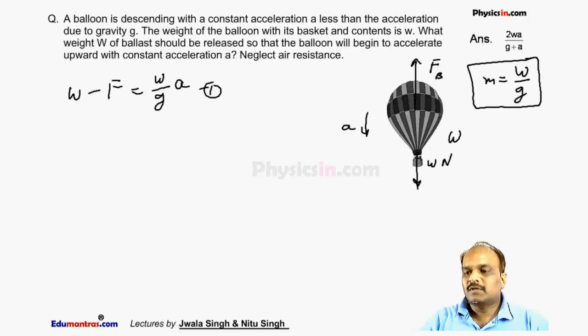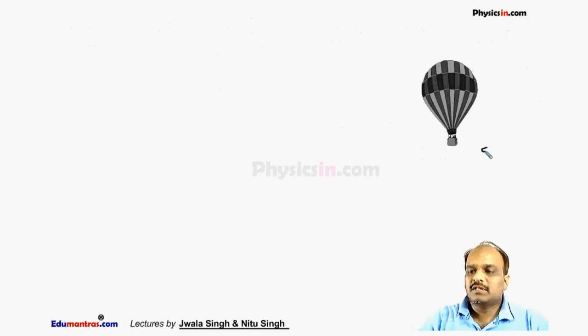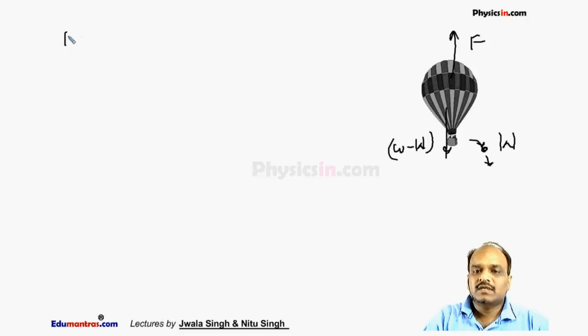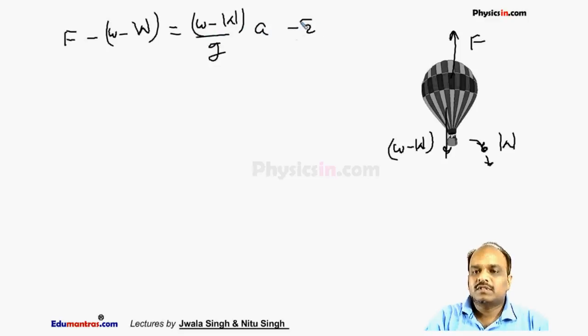Now when the person drops something from this balloon, let the weight dropped be capital W. The weight of the remaining portion, acting downward, is w minus capital W, and the upward buoyant force will remain the same. So in this situation we can say F minus (w minus W) is equal to the mass of the remaining portion, (w minus W) by g, into a. This is our second equation.